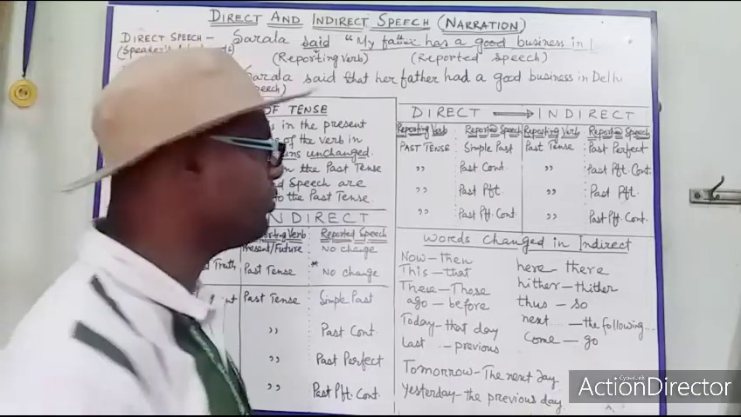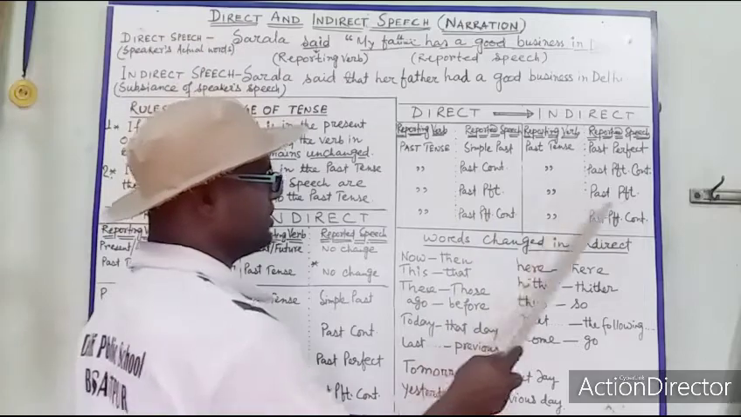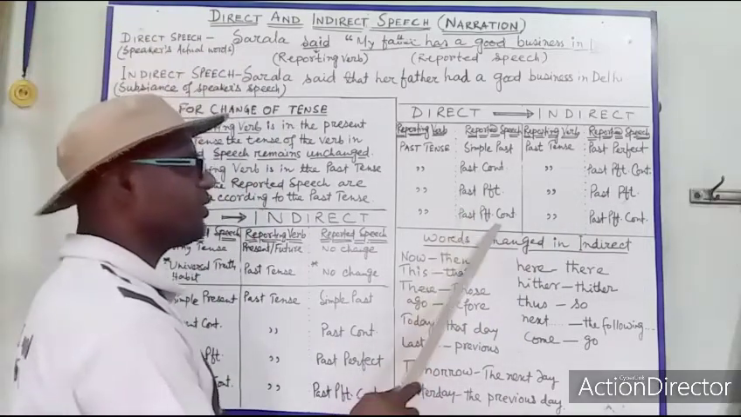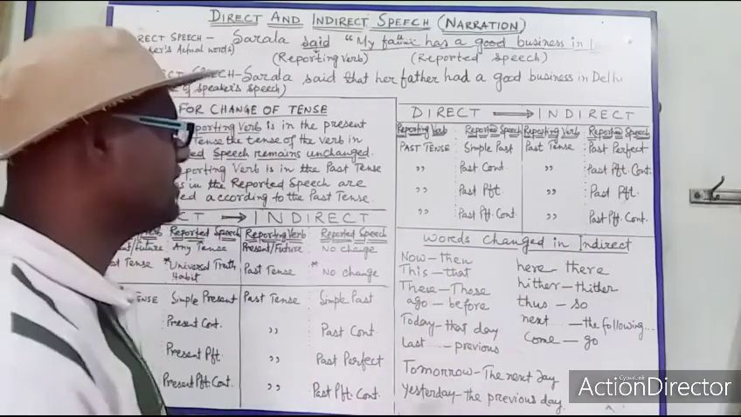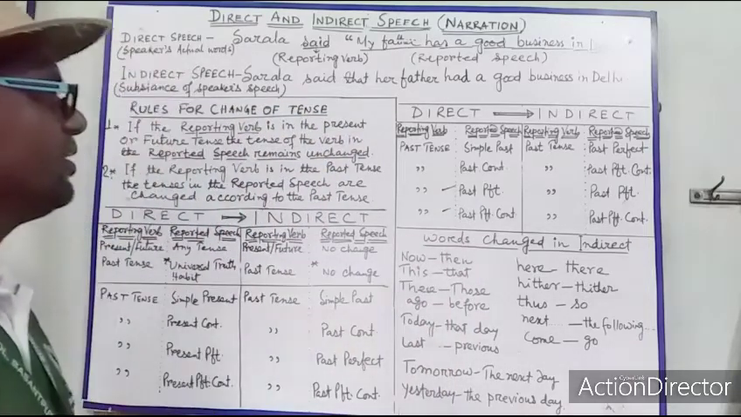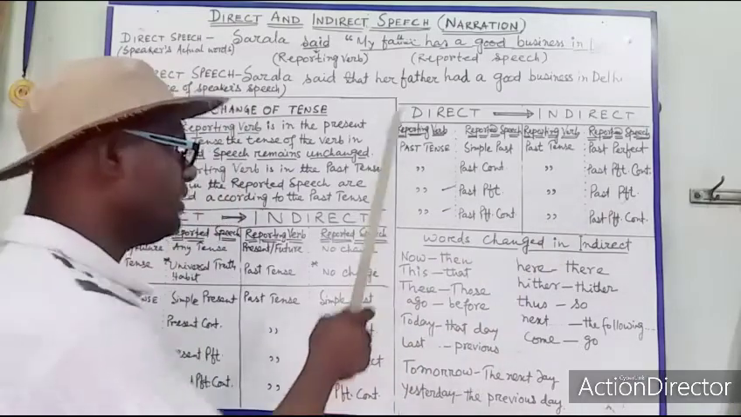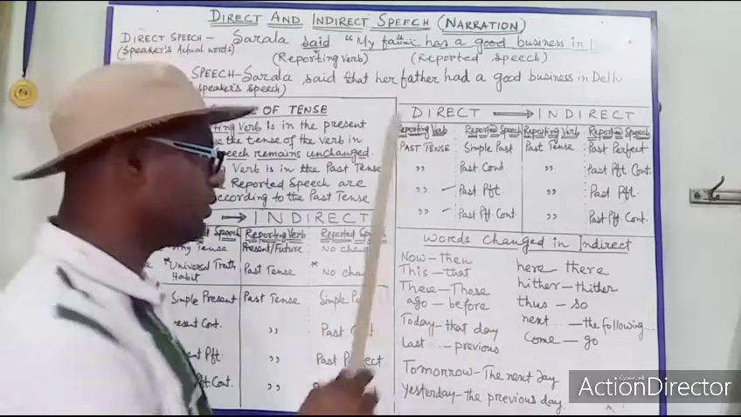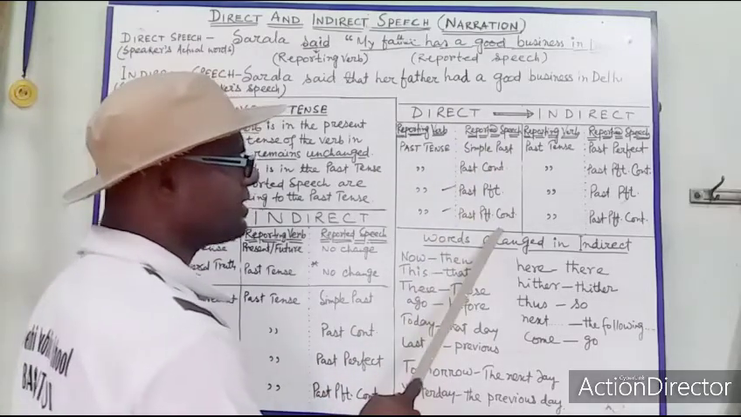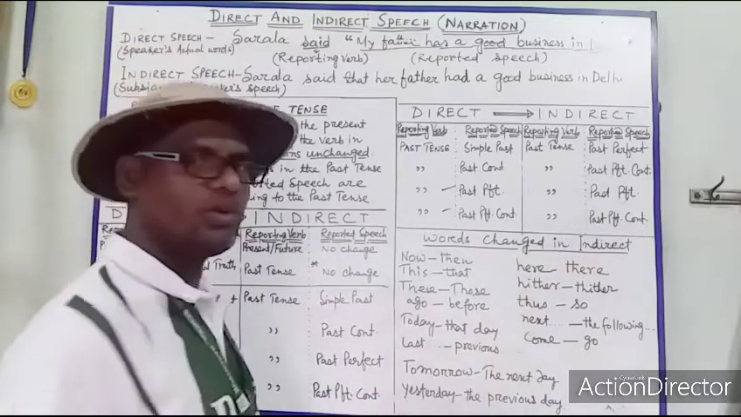So if we write here past perfect, the alternate tense of past perfect will be what? Jumping one step, what will we find? We will find nothing in past. So this will not be changed. Past perfect becomes past perfect. And in this way, past perfect continuous will be past perfect continuous. You can say these are not changed. If the reporting verb is in past tense and the verb in the reported speech is in past perfect or past perfect continuous, there will be no change of tense.